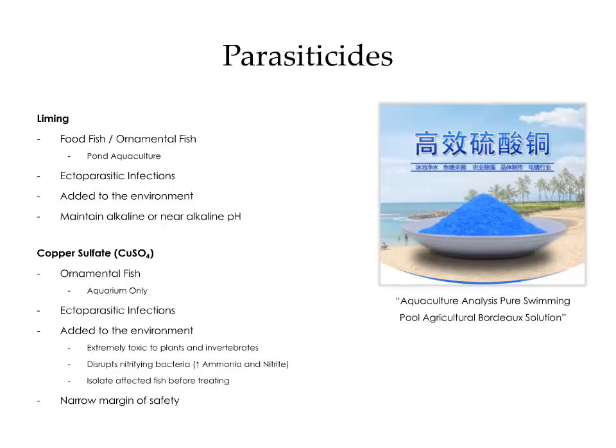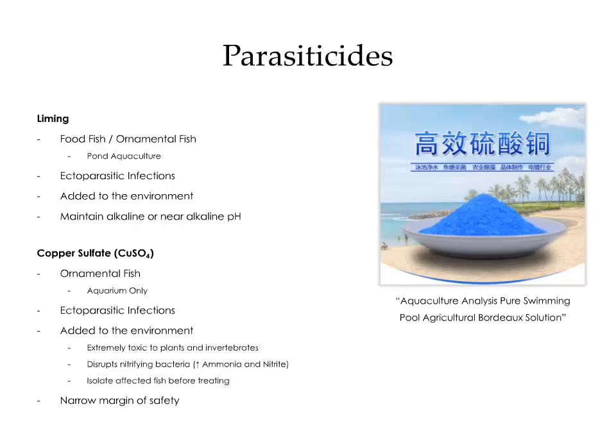Liming is a very traditional means of parasite control, which can be used in food fish and ornamental fish, specifically in pond aquaculture. Lime is used to remove ectoparasites. Typically, it's just added to the environment. It's also used to maintain alkaline or near alkaline pH.